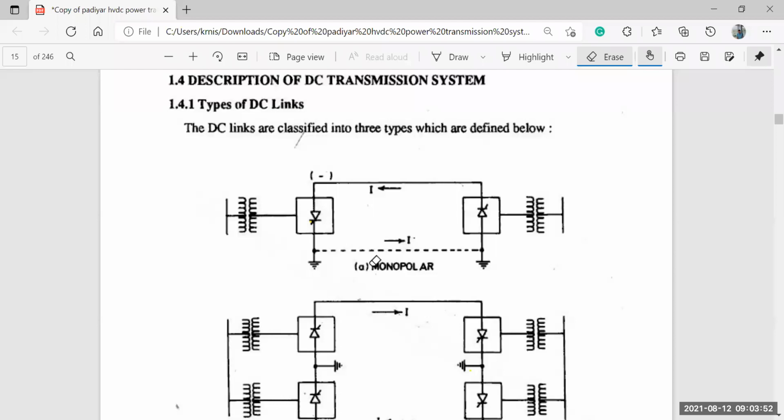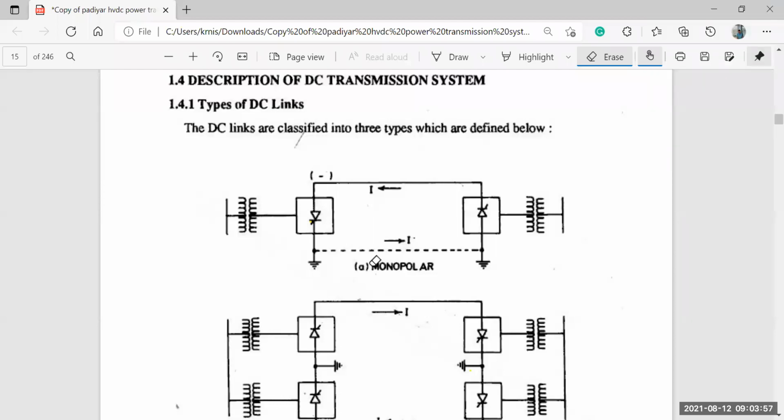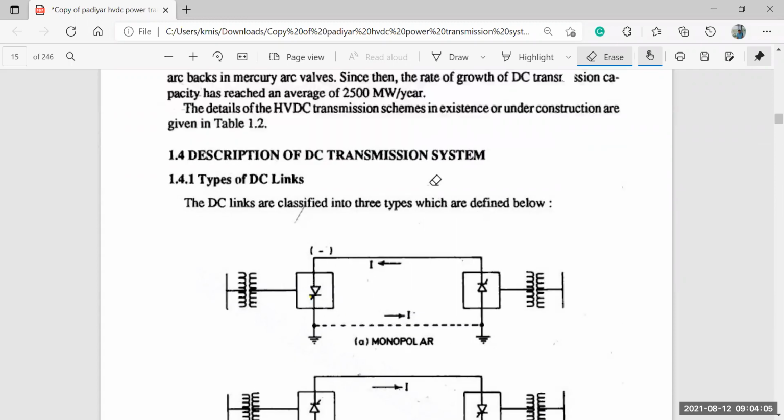The networks, meaning what is there on your rectifier side, and what is there on the receiving and sending side. What are the things there? That network description is left.